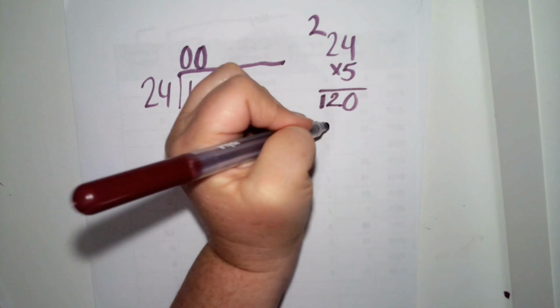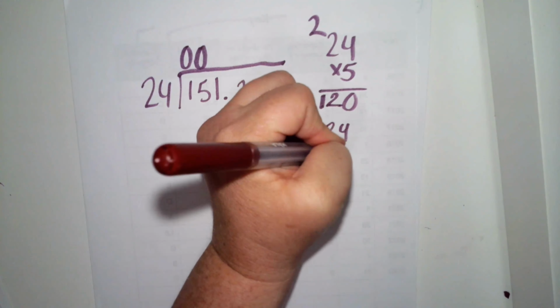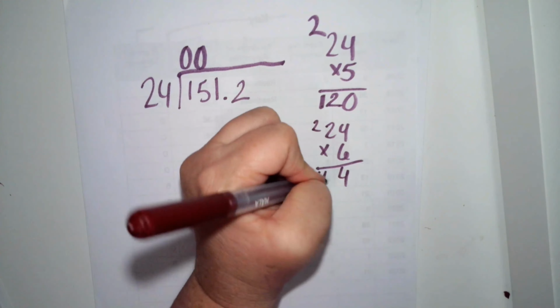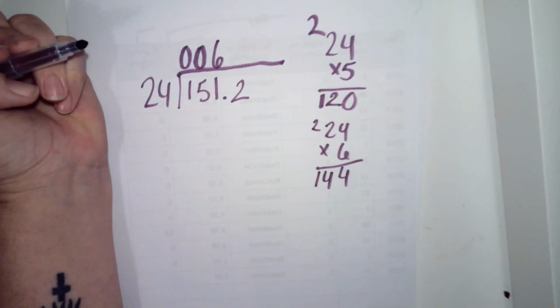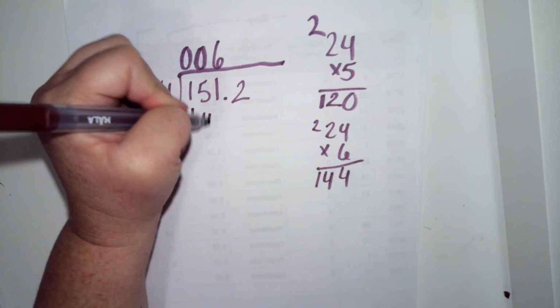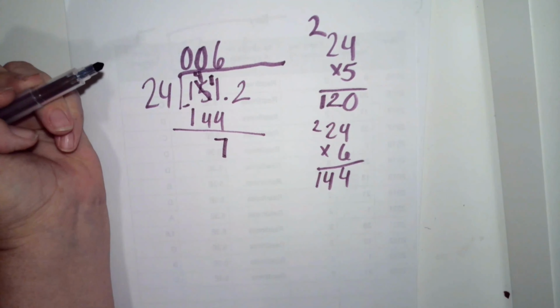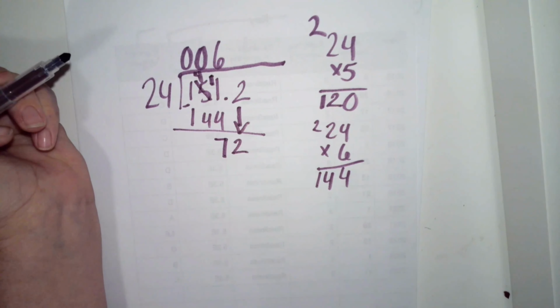Let's do it by 6. 6 times 4 is 24. 6 times 2 is 12, plus 2 is 14. I have 144. So 6 is going to be my closest. 6 times 24 is 144. If I'm subtracting that, 1 cannot take away 4. It becomes an 11. 5 becomes a 4. 11 minus 4 is a 7. And then I'm going to bring down that 2.